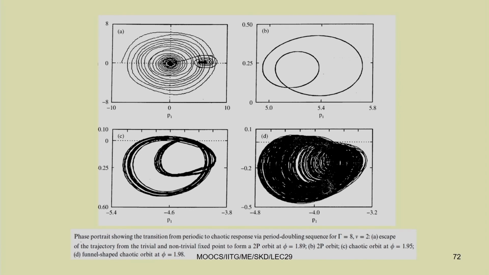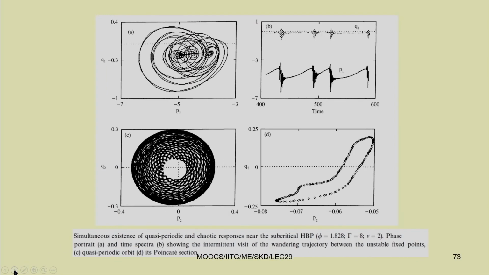Here we have seen different types of chaotic orbits, like you have seen previously the Lorenz attractor or the Rossler curve. Similarly, this is a simple physical system, a base excited cantilever beam. If we consider different modal interactions, we can see different types of chaotic orbits present in the system.